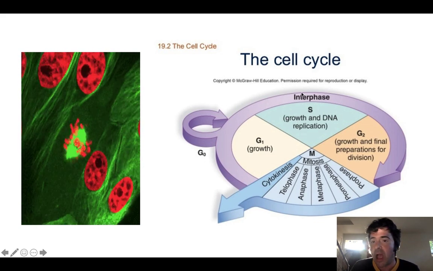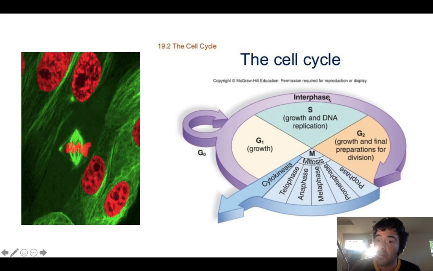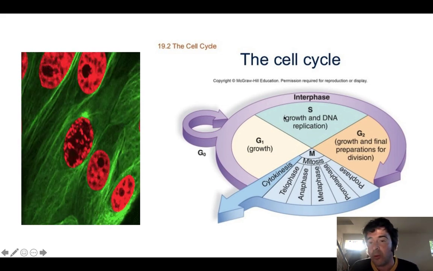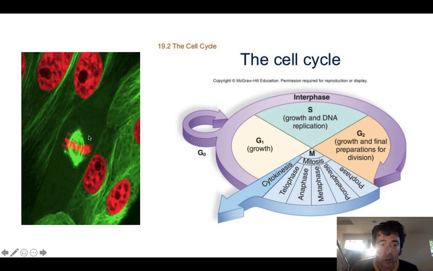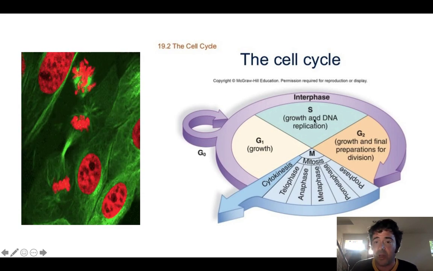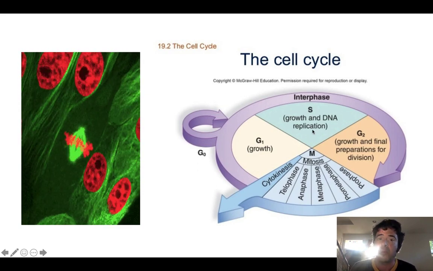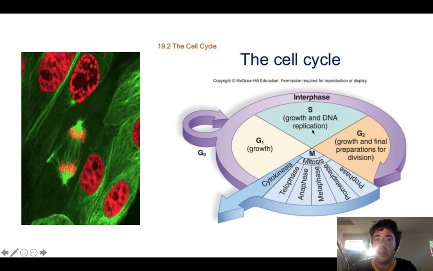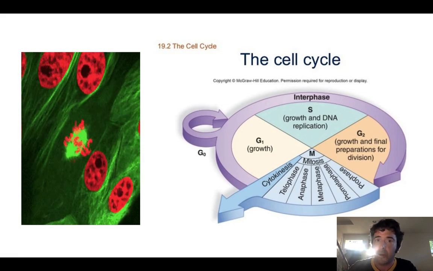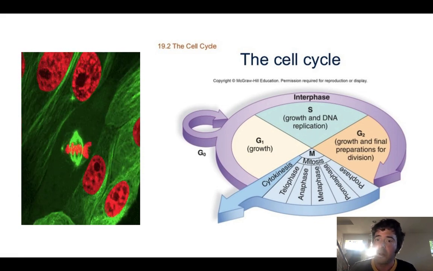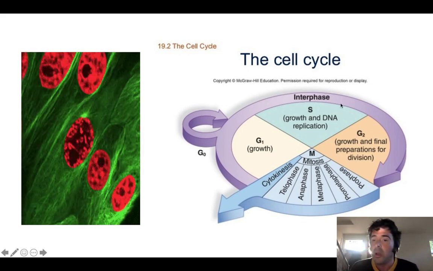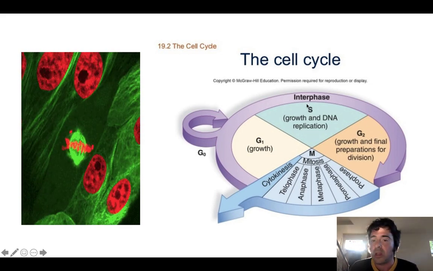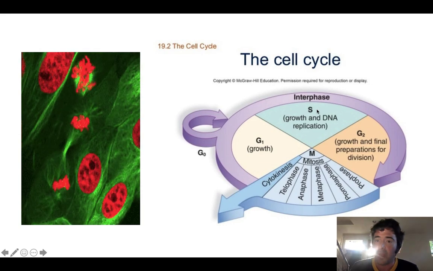And one of the things that happens during interphase, when a cell is preparing for mitosis, is it replicates its DNA, because if you're going to produce two genetically identical cells, you're going to have to double the amount of DNA so you can divvy out that DNA to each of the daughter cells that are produced from the process of mitosis. This is a special subphase within interphase called the S phase.